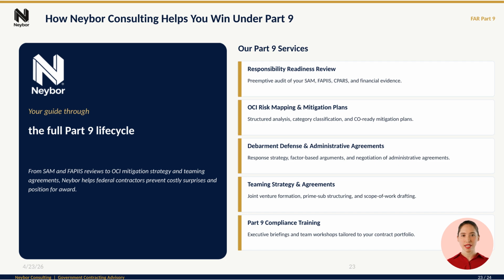Second, OCI risk mapping. We classify your exposures into the 3 categories and build mitigation plans that are drafted to be CO ready, not just internally defensible. Third, debarment defense. If you're facing a show cause letter or investigation, we build the response strategy, the factor-based arguments, and the path to an administrative agreement that keeps you in the market. Fourth, teaming strategy, from joint venture formation to prime sub-structuring and scope of work drafting. And fifth, compliance training for your executives and pursuit teams. Every service is customized to your portfolio. We don't do generic playbooks.